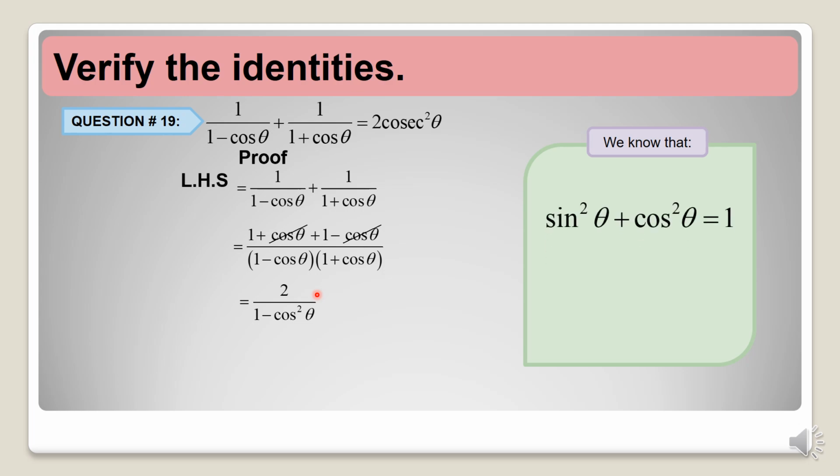If you see the first identity, we have already done sine square theta plus cos square theta equal to 1. We can calculate the value of sine square from here, which will become 1 minus cos square theta. Instead of 1 minus cos square theta, we can write sine square in the denominator. 2 over sine square theta. Reciprocal of sine square is actually cosecant square theta. So we have 2 cosecant square theta, which is the right hand side. So we have proved that the left hand side gives us the same result as the right hand side.